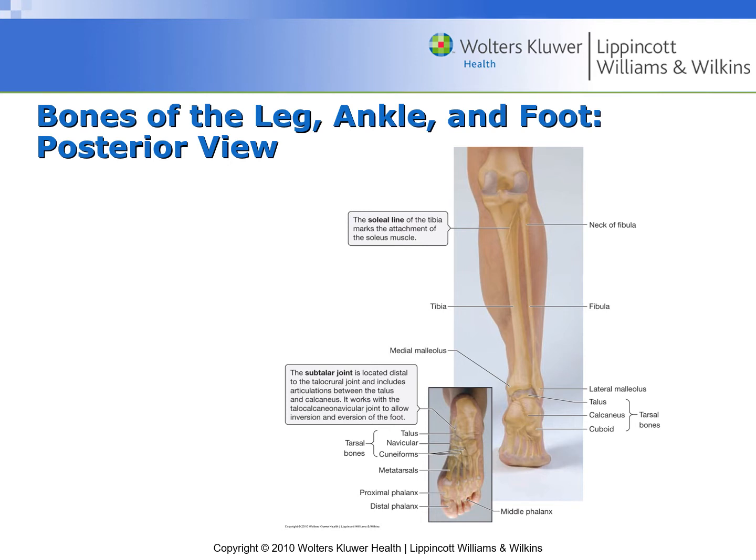From the right-hand side, we can see the neck of the fibula. We can see the fibular shaft. We also see the lateral malleolus. We also see the talus, the calcaneus, the cuboid, which are the tarsal bones.